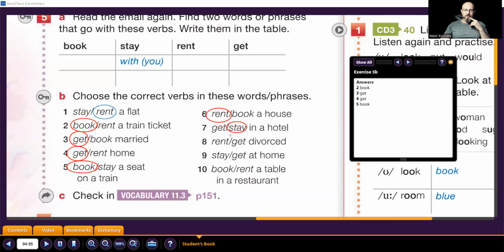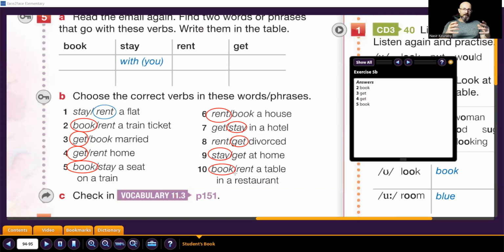Okay, then number 7, stay in a hotel. Number 8, get divorced. Number 9, stay at home or get at home, stay. Number 10, book a table in a restaurant. Okay.